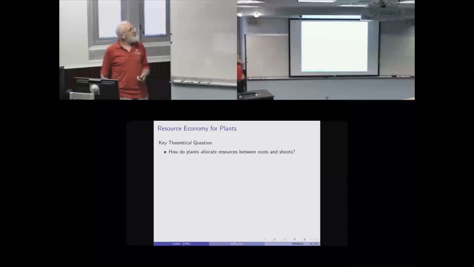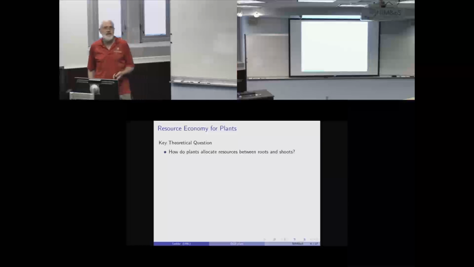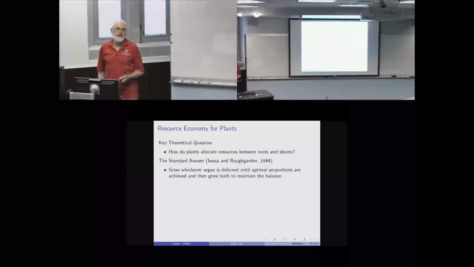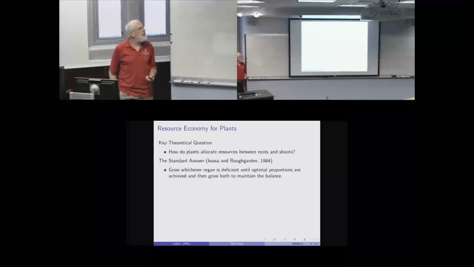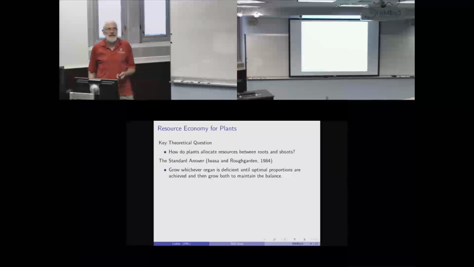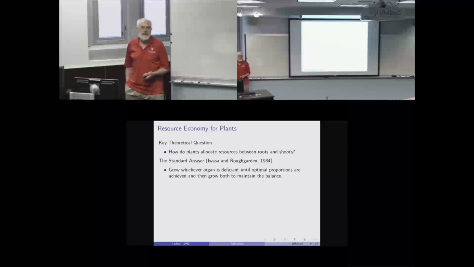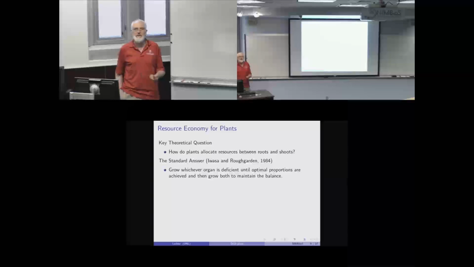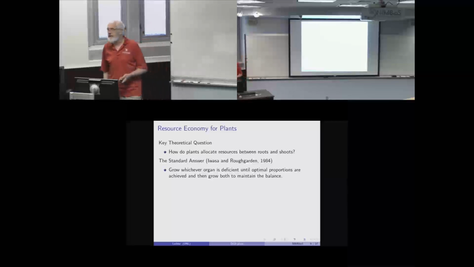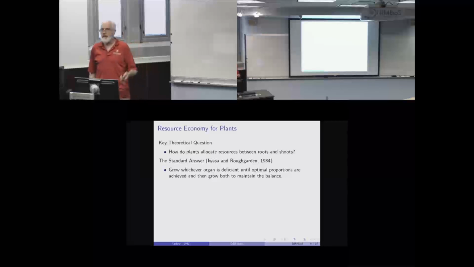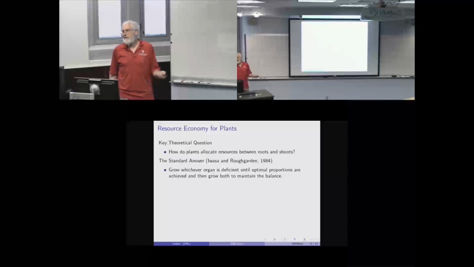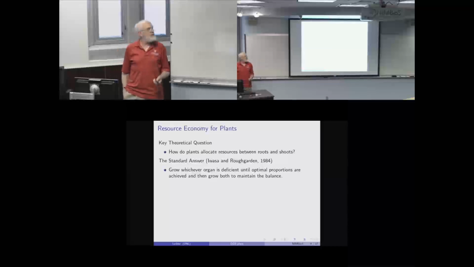So the key theoretical question is, how do plants allocate resources between roots and shoots? There's a standard mathematical answer that comes from a seminal paper by Iwasa and Roughgarden, which I think was Iwasa's PhD thesis. And that is, you grow whichever organ is deficient until optimal proportions are achieved, and then grow both to maintain the balance. So optimal proportions could be something that varies over time. It could be that for a small plant you want one root-shoot ratio, and as the plant grows, maybe that root-shoot ratio that's optimal should change. But at any given size, there would be theoretically an optimal ratio, and the plant should try to maintain that. Okay, that's a mathematical answer.